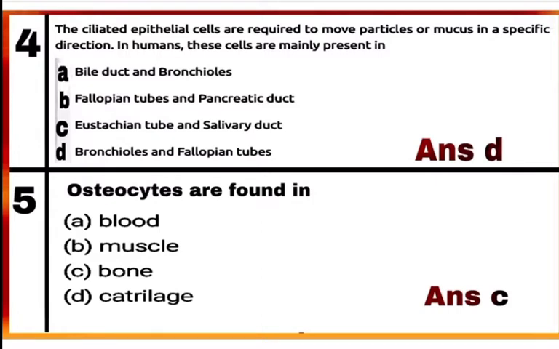Question number 5. Osteocytes are found in option C, bones. Osteocytes are bone cells present in the spaces called lacunae.